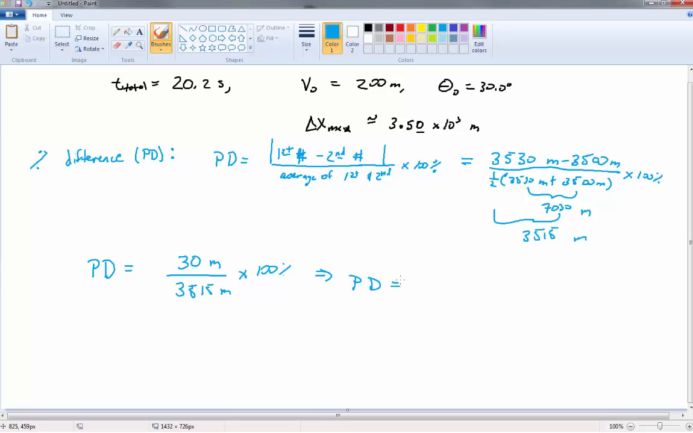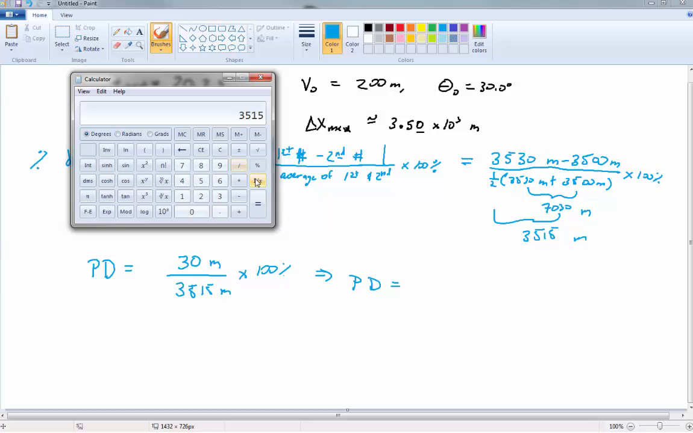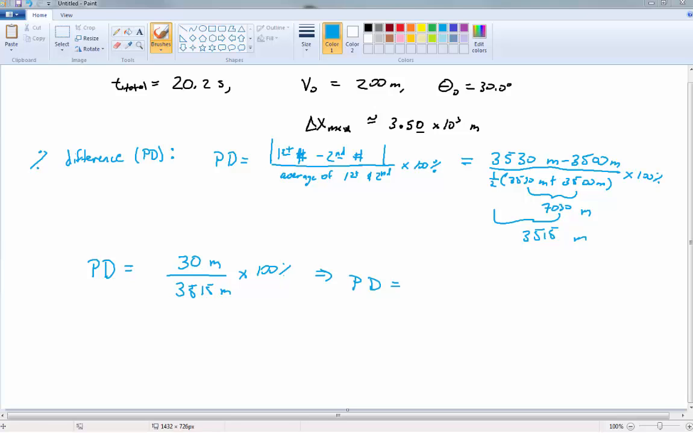So the percent difference between our two answers here, I'll just start by dividing by this number. So I do that and then times 30. So this is what you get when you have 30 divided by 3,515. Now we got to multiply that by 100% and you get 0.85. So basically 0.85%, so I guess we should round that to 0.9%. So again, these two answers agreed very nicely.